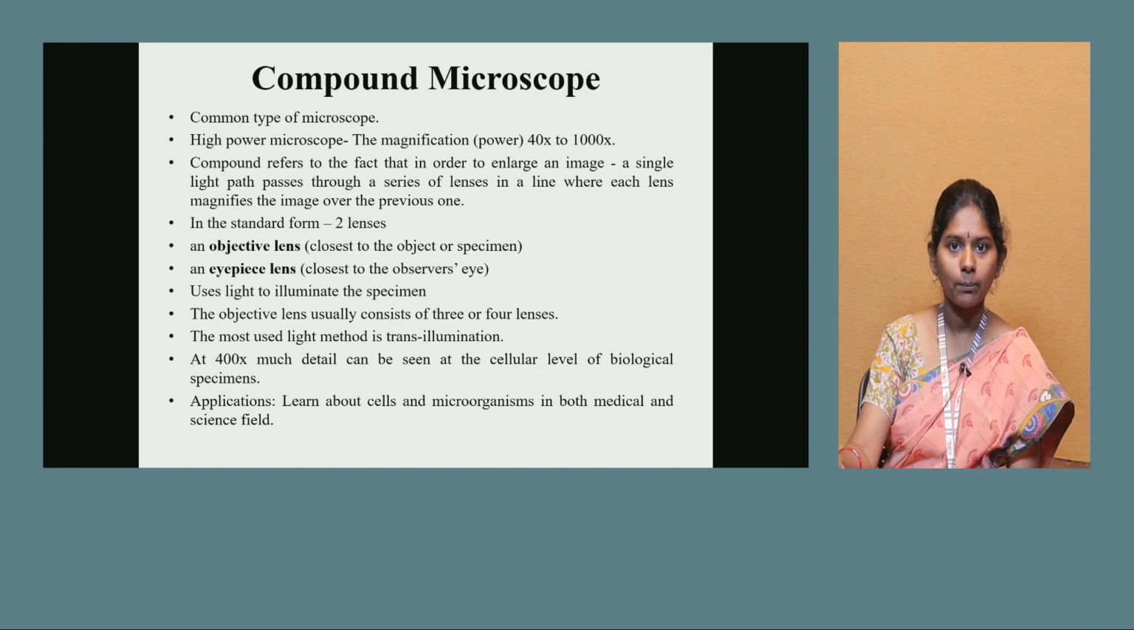In a standard compound microscope, there are two lenses. One is an objective lens and the other is an eyepiece lens. The objective lens is closer to the object or the specimen. Similarly, the eyepiece lens is closer to the observer's eye. It uses a light to illuminate the specimen. The objective lens usually consists of 3 or 4 lenses. The most used light method is trans-illumination.